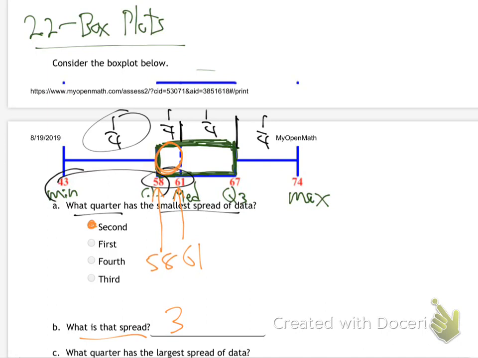So question 1, box plot in 4 equal parts. They're saying which quarter has the most narrow spread? It's the second quarter. The spread is from 58 to 61. Subtract those. That's only a spread of 3.